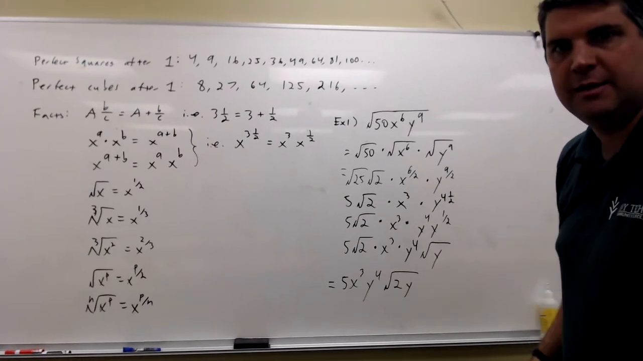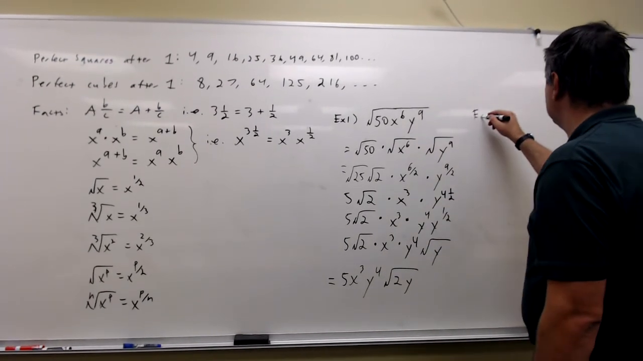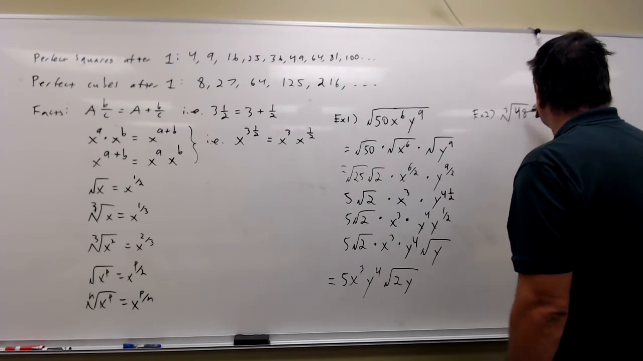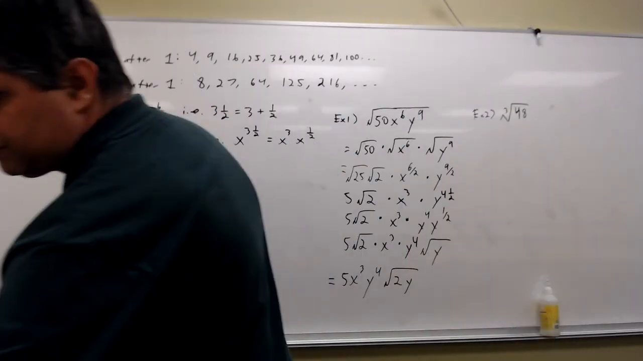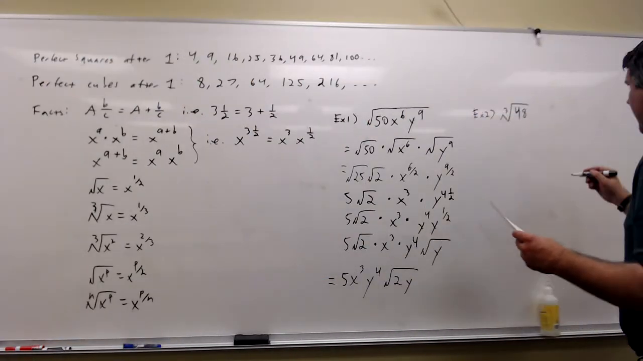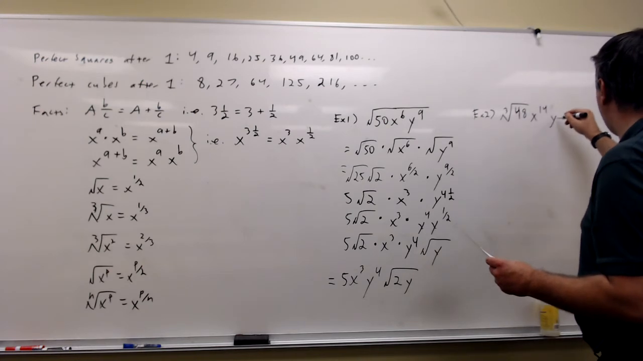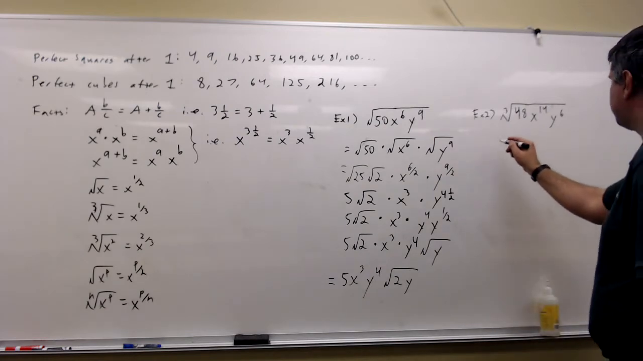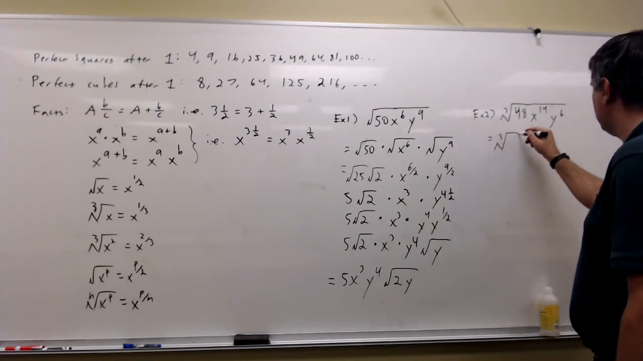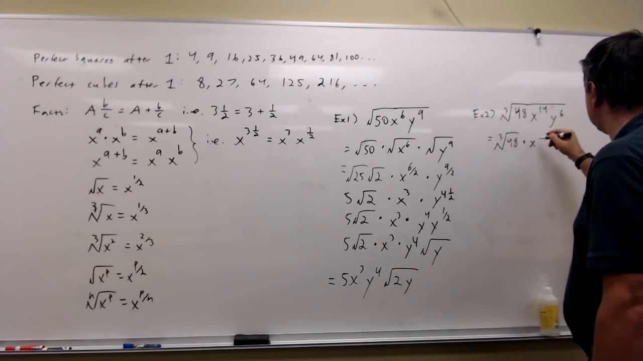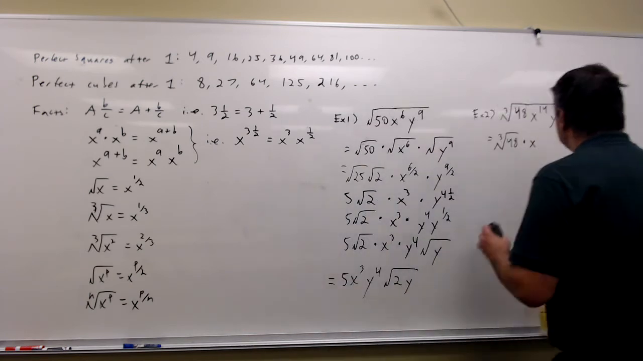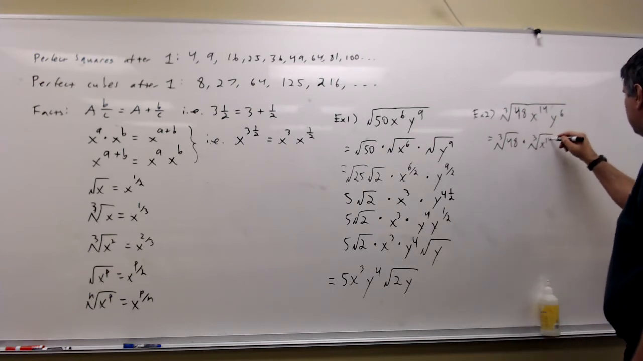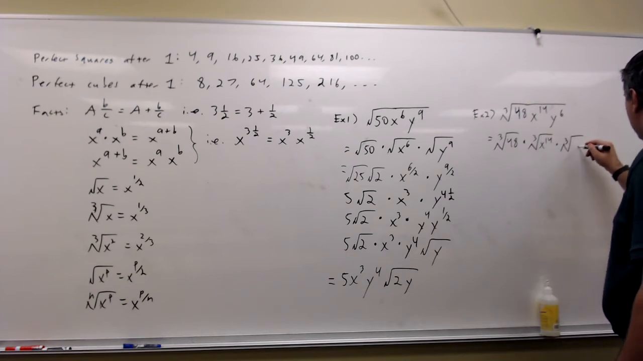Okay? Next, I'm going to put up an example 2. I have the cube root of 48 x to the 14th y to the 6th. Okay? I will now split this up into the cube root of 48 times the cube root of x to the 14th, times the cube root of y to the 6th.